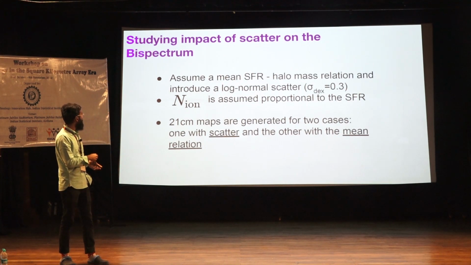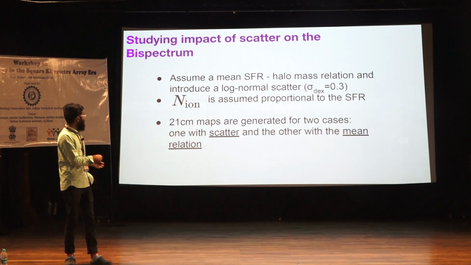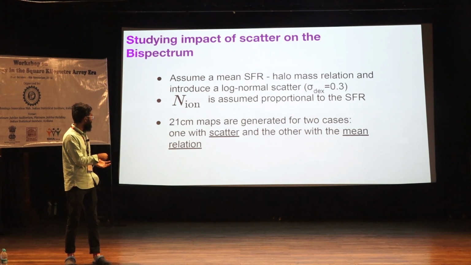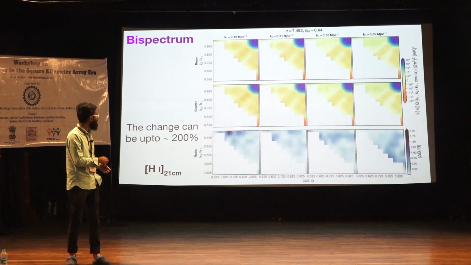So we have assumed a certain mean SFR-halo mass relation, and we introduce a log-normal scatter, assuming that the scatter value is around 0.3 dex, in the star formation rate. And then we assume that this photon emitting rate is proportional to this SFR, which follows a log-normal distribution. And then we generate 21 centimeter maps using a semi-numerical code for two cases: one using only the mean SFR relation, and the other one which actually has the scatter imprinted.